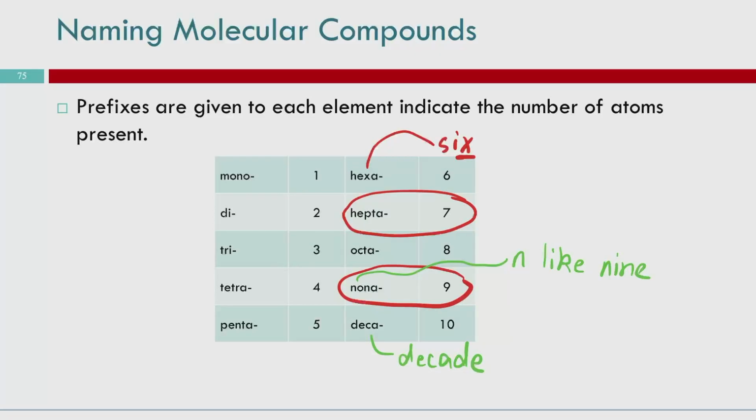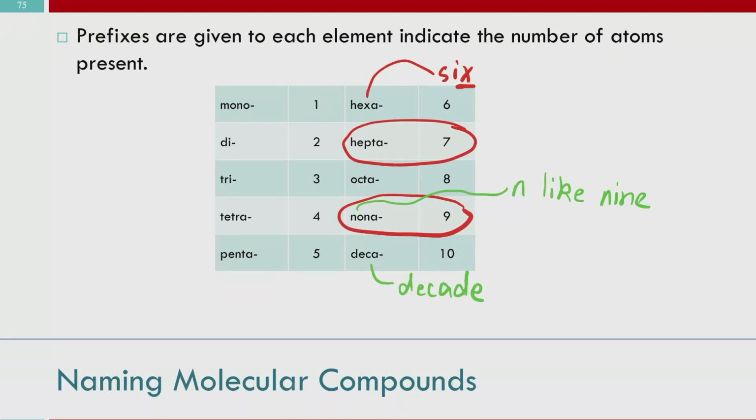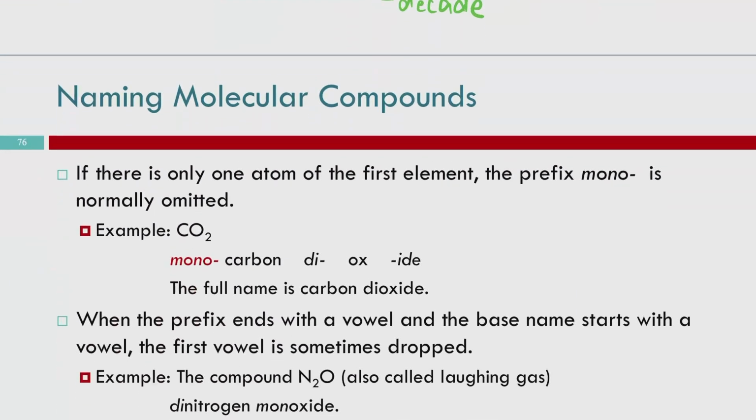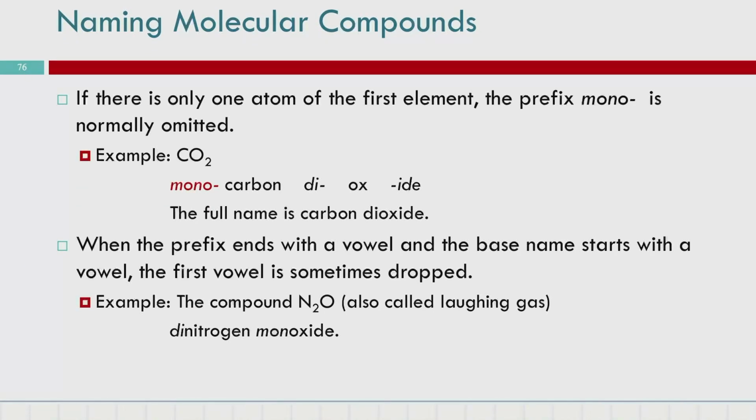So these are all of our prefixes. You can also keep counting up. There's nomenclature for going into the hundreds. We're not going to go there. For naming our molecular compounds, we've got binary systems, binary molecular compounds. So we've got 2 elements. If our first element has just 1, then we omit the mono. That's our one weird rule.